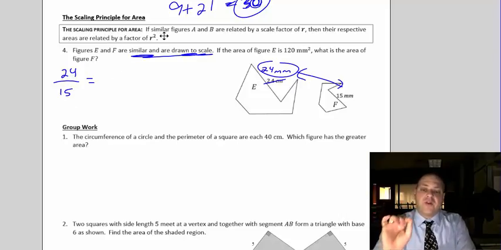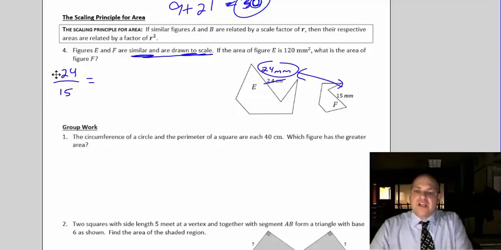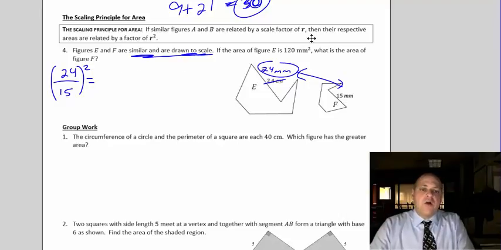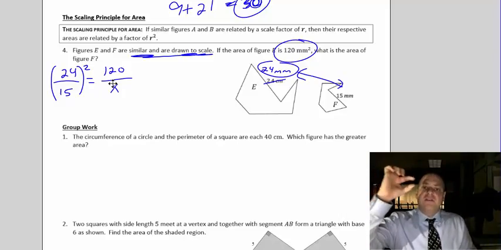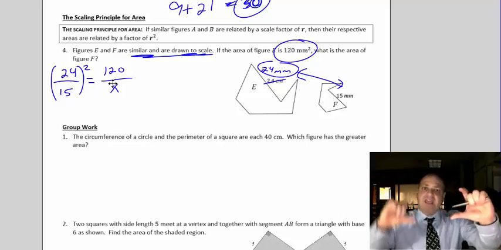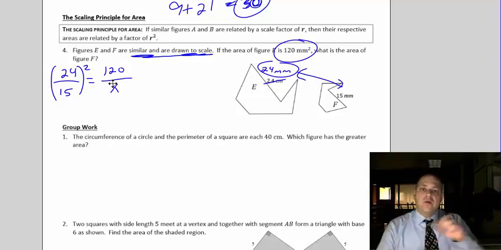But based on the scaling principle for area, since area is square units, you have to square the sides in order to get the area ratio. So we're actually going to square that, and that's going to give us the areas. Now, they gave us the one area. Figure E was 120. So we're going to put 120 on top because that corresponds with the 24 for figure E. And then we're finding the other area. So we write a proportion, okay? Ratio equals ratio, sides to areas, but you got to square the sides because area is square units. And that's what the scaling principle tells us. You have to do r squared.